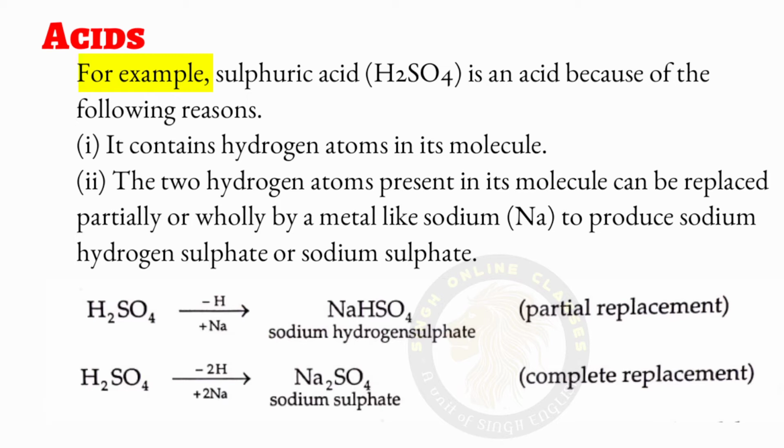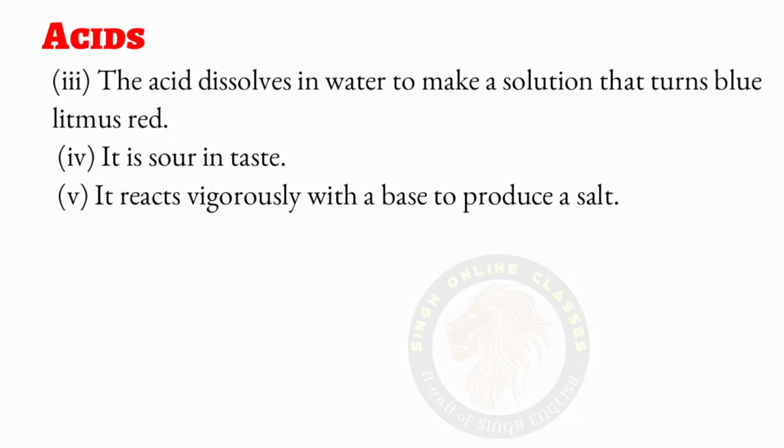In the next case, complete replacement of hydrogen takes place. Here, two atoms of hydrogen are replaced by two atoms of sodium. As a result, we got sodium sulfate. Here, sodium hydrogen sulfate and sodium sulfate both are salts. Now, the third reason: the acid dissolves in water to make a solution that turns blue litmus red. The fourth point, it is sour in taste. Fifth, it reacts vigorously with a base to produce a salt. So, all these activities prove that sulfuric acid is an acid.